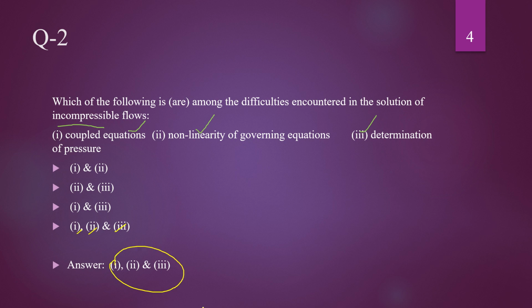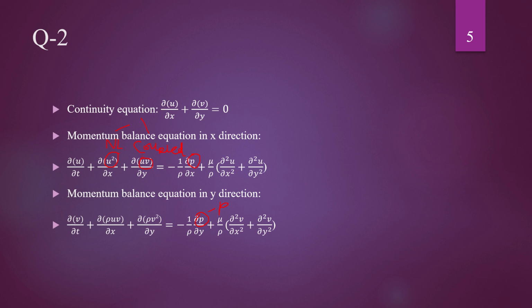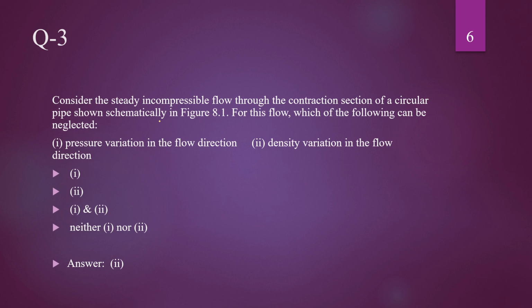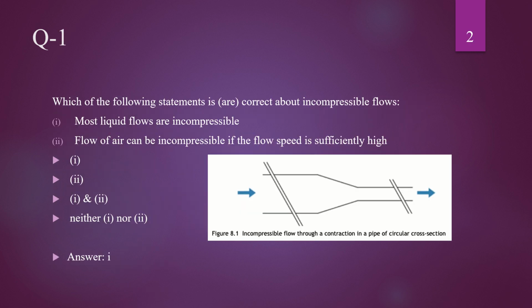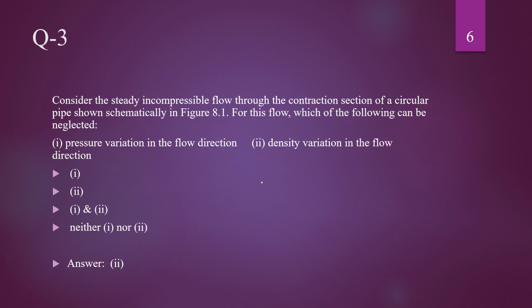Now we'll move on to the third question. Consider the steady incompressible flow through the contraction section of a circular pipe shown schematically in figure 8.1. For this flow, which of the following can be neglected? Pressure variation in the flow direction, density variation in the flow direction. So the figure was given like this.